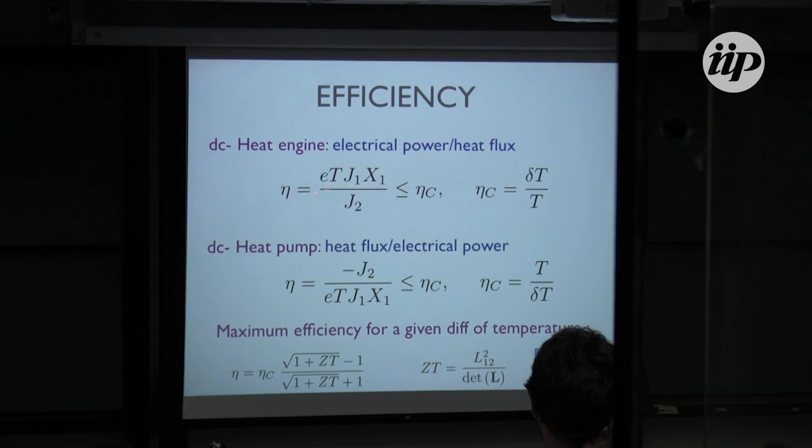And now we are in the position of getting explicit expressions for the efficiencies. In the case of the heat engine, the efficiency is always what we get divided by what we have to invest. In the case of the heat engine, what we get is electricity. This is the electrical flow, and we inject heat. So this is the efficiency. The second principle imposes this bound. It has to be smaller than the Carnot efficiency.